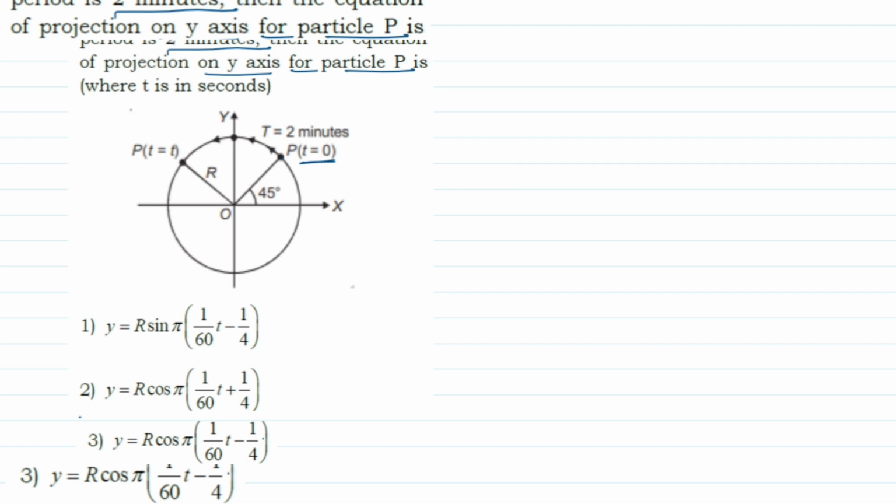Initially, at time t equal to 0 seconds, the particle already has a certain initial phase. That initial phase, epsilon, is given as 45 degrees. You just convert it into radians, which is pi by 4. Generally the formula is y equal to a sin (omega t plus phi). It started at the right extreme position.